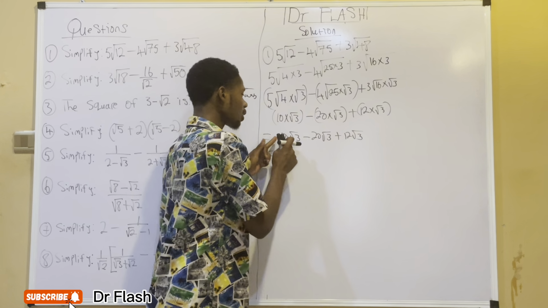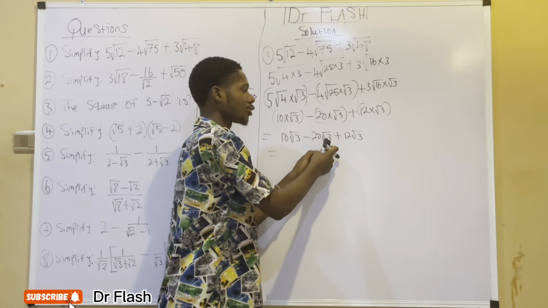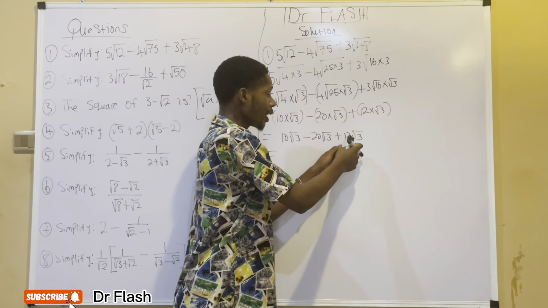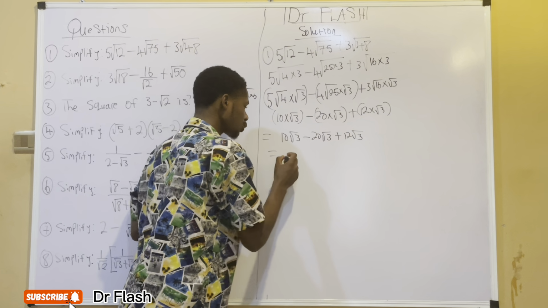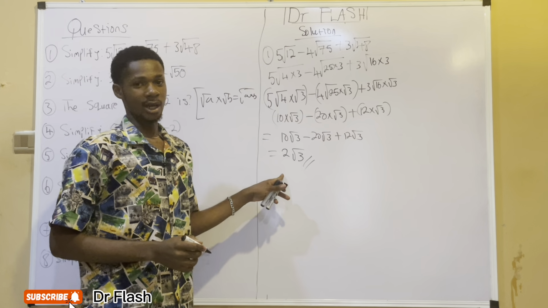So I'm going to say 10 cows minus 20 cows. That's what now? Minus 10 cows, right? Minus 10 cows plus 12 cows. What are you going to get? I'm going to get 2 cows. Remember, cow represents root 3. So we can just come here and write 2 root 3. Please make sure you don't write cow.